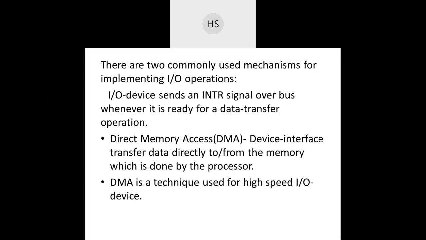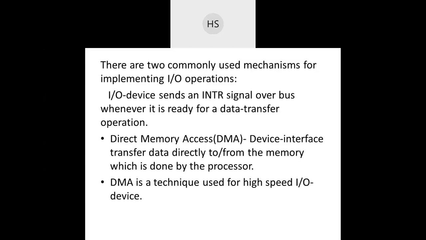There are two commonly used mechanisms to implement this. One is that your I/O device sends an INTR signal. What is this INTR signal? It is an interrupt signal, which is sent via the bus. Whenever the device is ready for data transfer, it sends this interrupt request. The other is using your DMA controller, where you are directly accessing the memory, to the memory or from the memory.